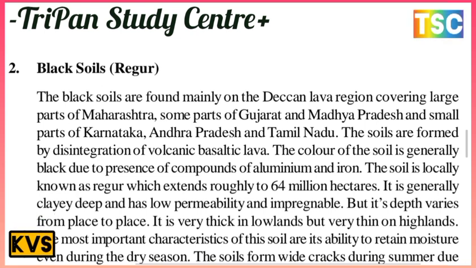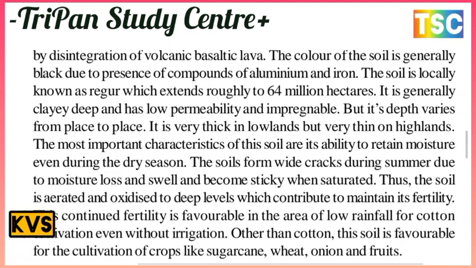The soil, locally known as regur, extends roughly over 64 million hectares. It is generally clayey, deep and has low permeability, but its depth varies from place to place. It is very thick in the lowlands but very thin on the highlands. The most important characteristic of this soil is its ability to retain moisture even during the dry season. The soil forms wide cracks during the summer. It loses moisture and swells, becoming sticky when saturated.